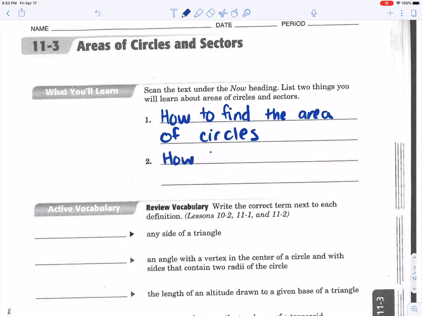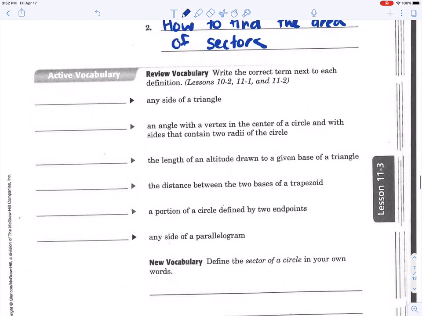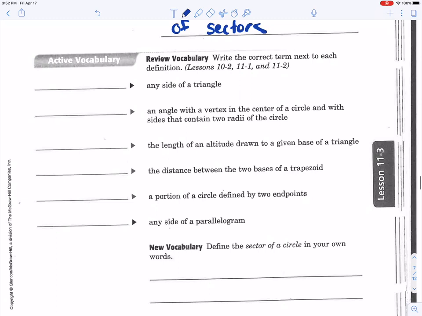And the second says how to find the area of sectors. It says write the correct term next to each definition. So these are review from 10.2, 11.1, and 11.2, so the last few sections.